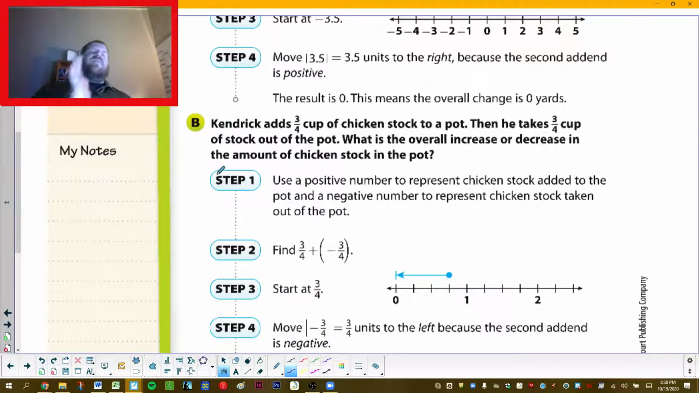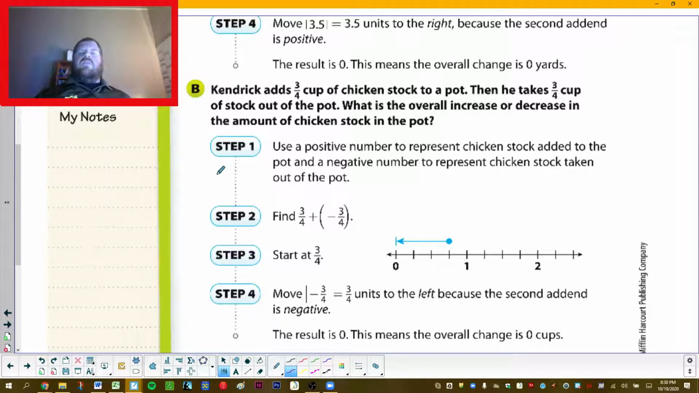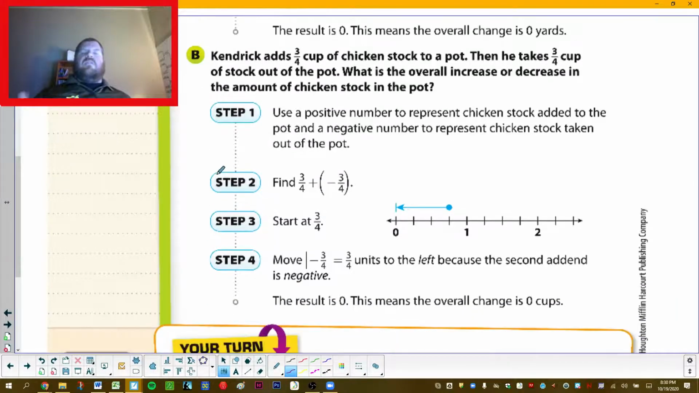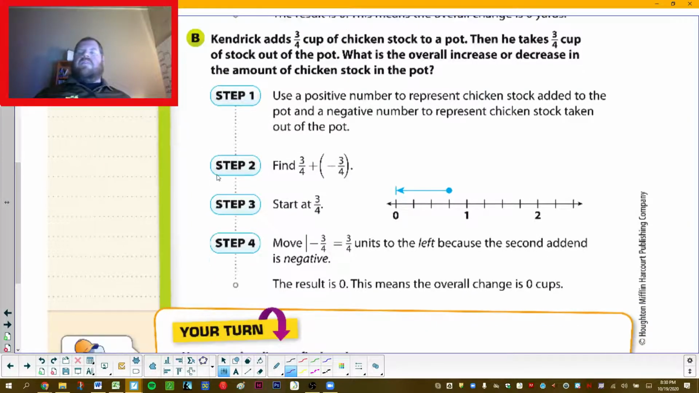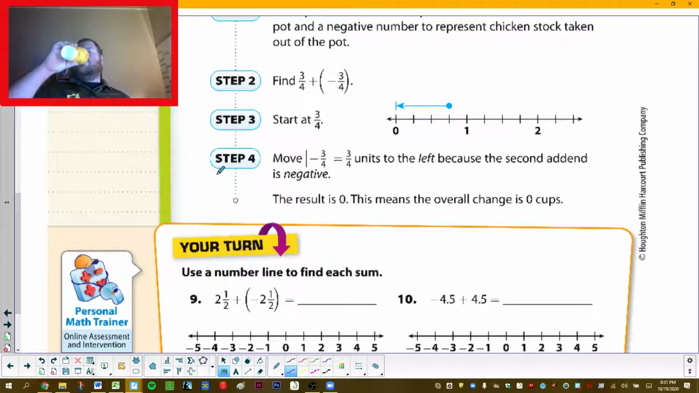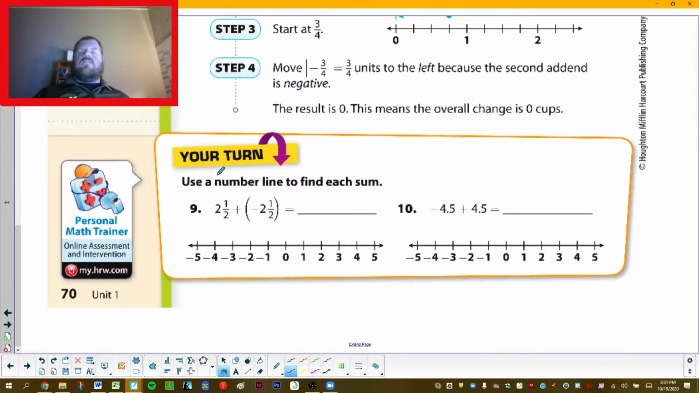Kendrick adds 3/4 of a cup of chicken stock to a pot. Then he takes 3/4 of a cup of chicken stock out of the pot. What's the overall increase or decrease? Well, if he takes out what he originally put in, then there's nothing. It's still at 0. Okay? So just getting us to see more examples of a number plus its opposite. And so we should see these ones pretty easily.